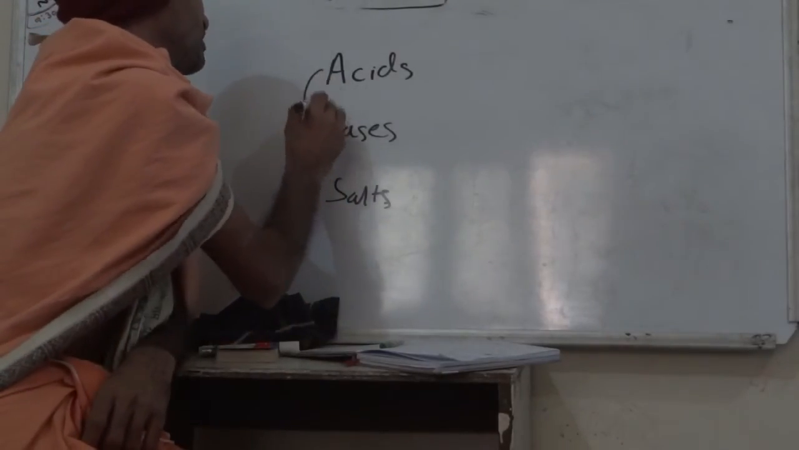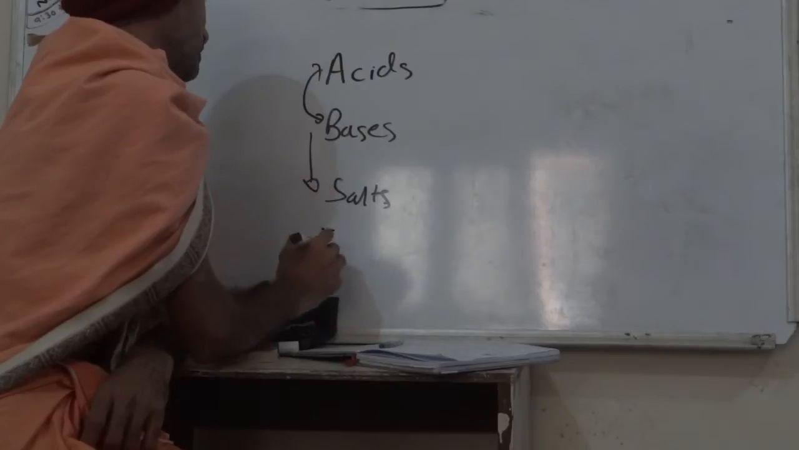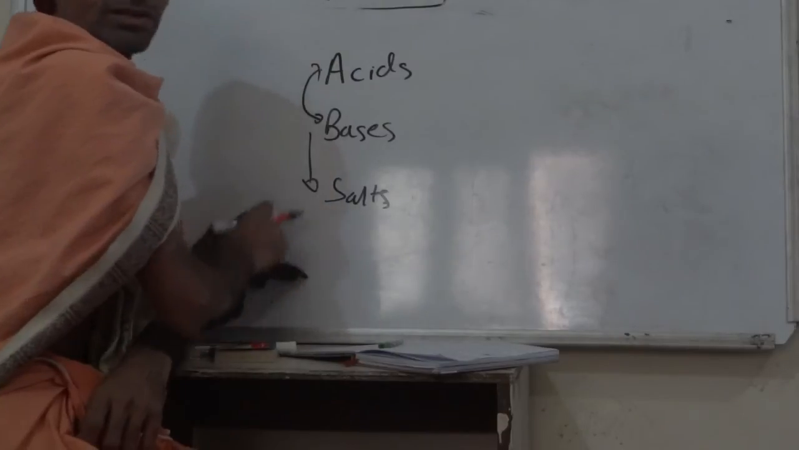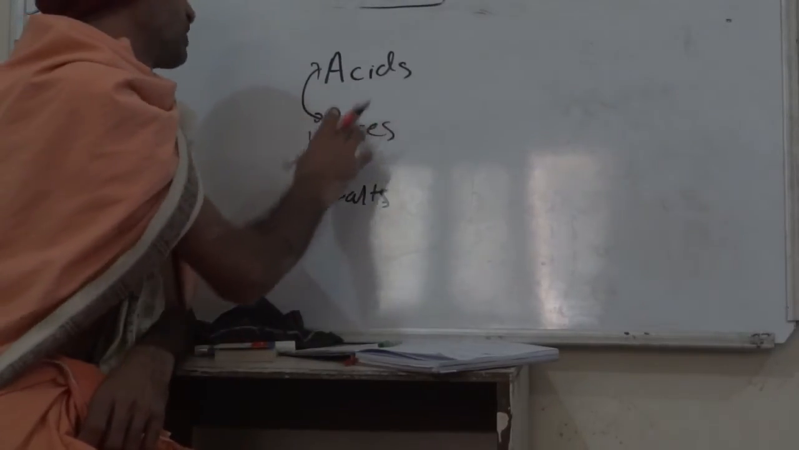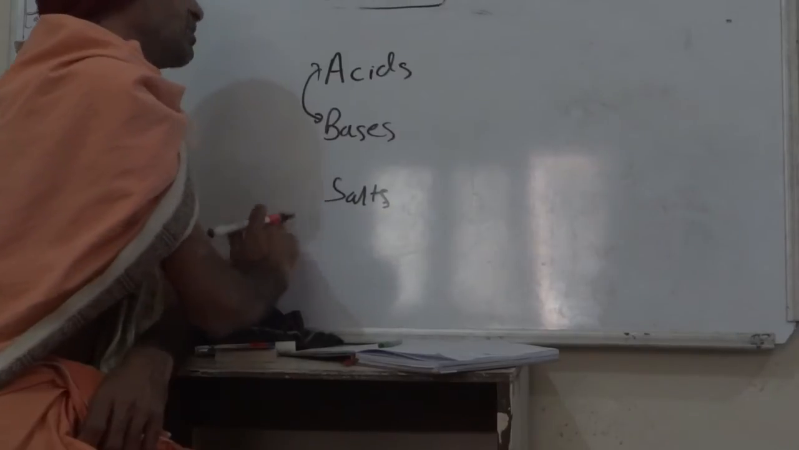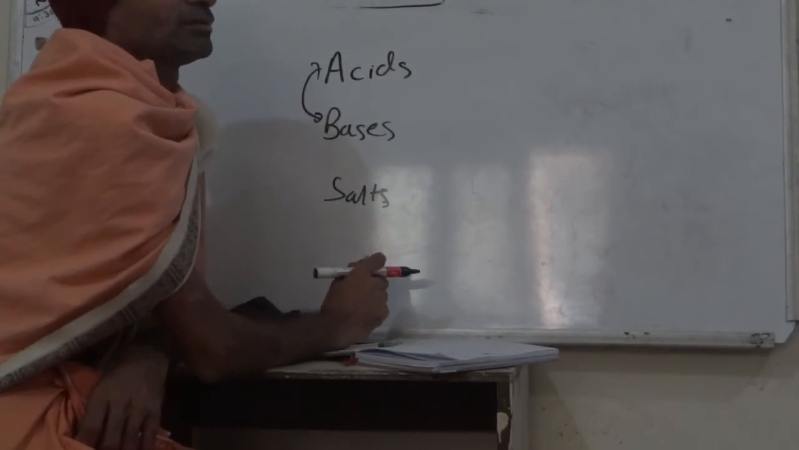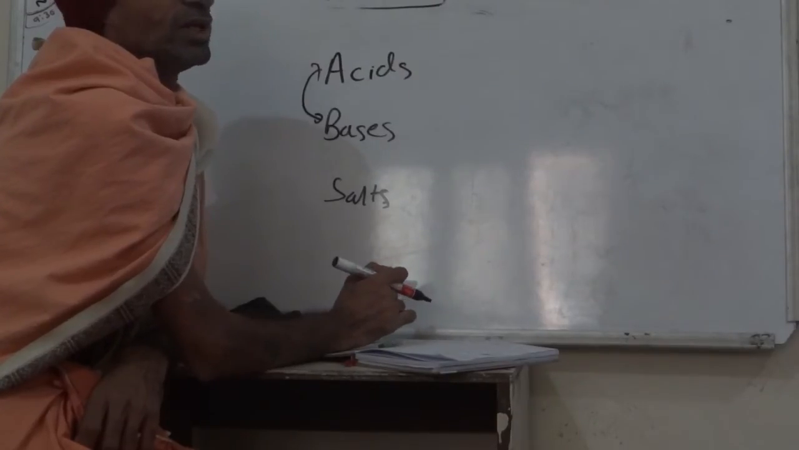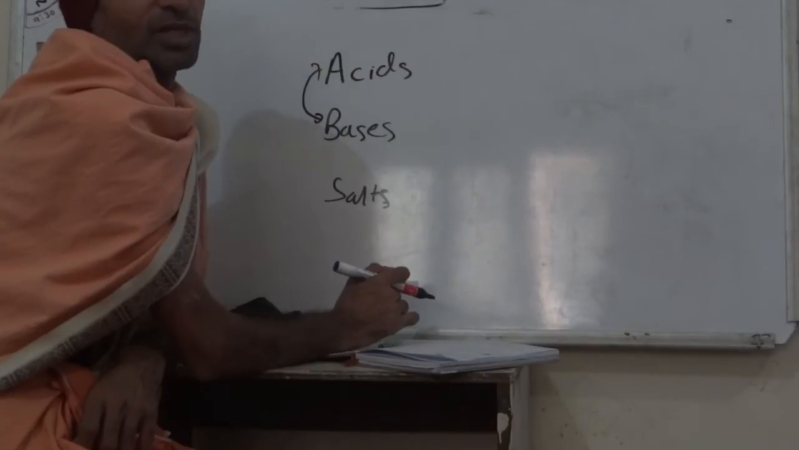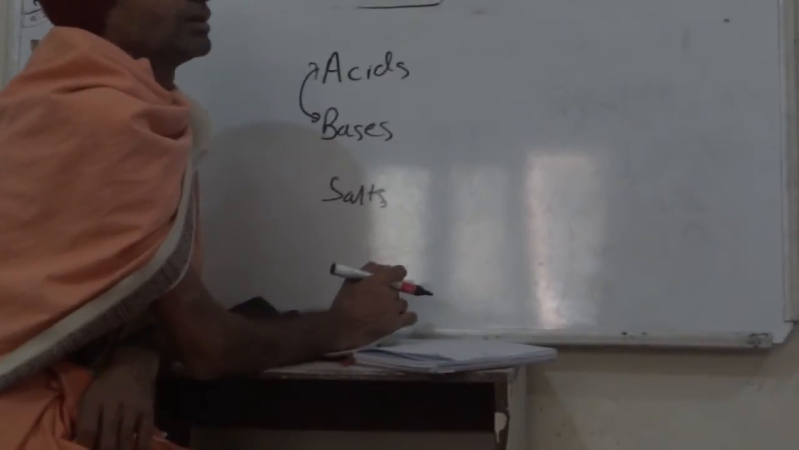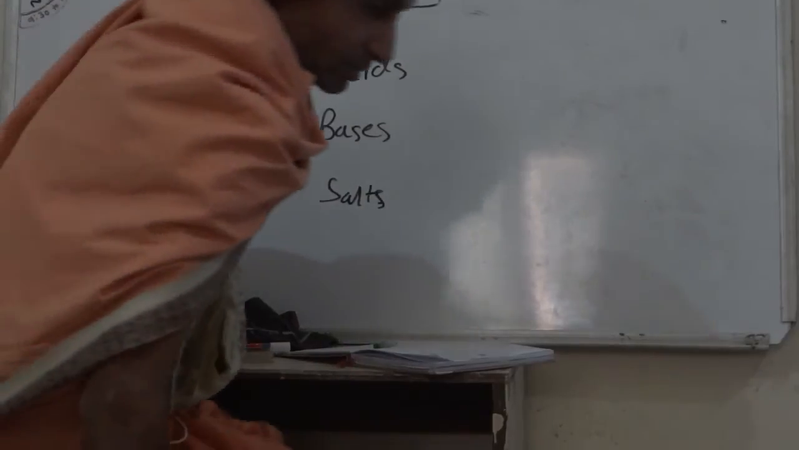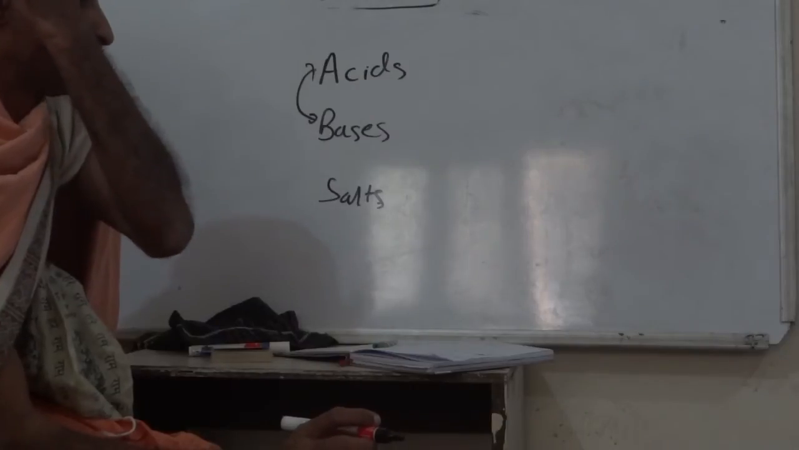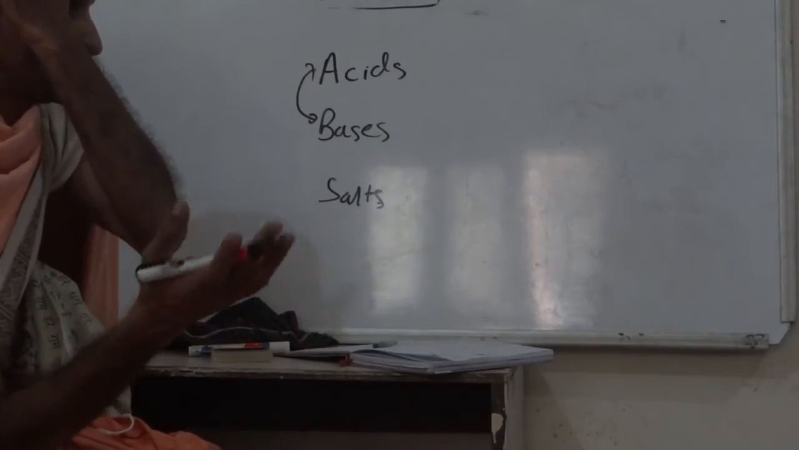Acids react with bases to form salt and water. This is one definition of acid or base. Two types of elements, acids and bases. So acids are those which can donate electron. Elements which can donate electron, or you can say when they are mixed in water, they can form H positive ions. And bases are those which accept electrons.